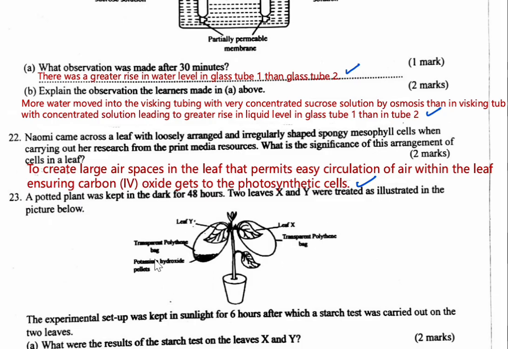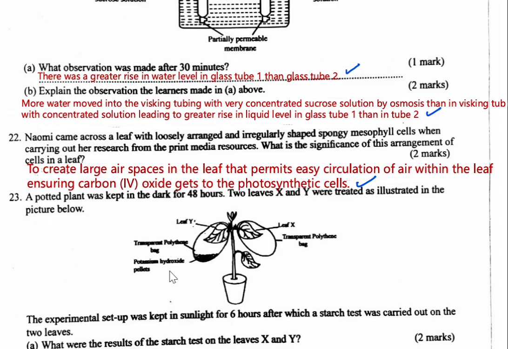And I'm going to read. Here we have transparent polythene bag. Then here we have potassium hydroxide pellets. Then here we have transparent polythene bag. The experiment setup was kept in sunlight for 6 hours, after which a starch test was carried out on 2 leaves. What were the results of the starch test on the leaves X and Y?